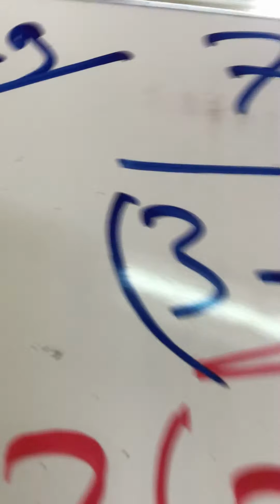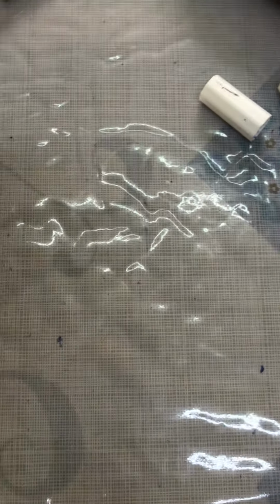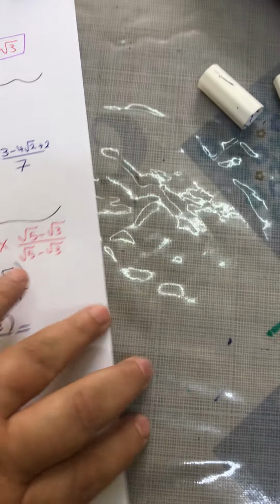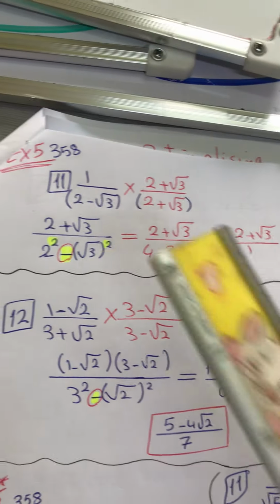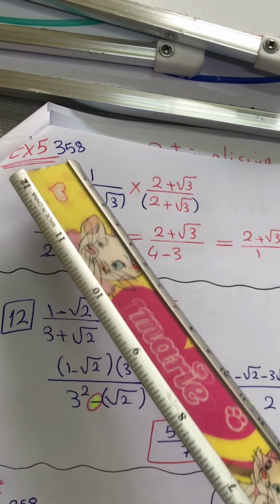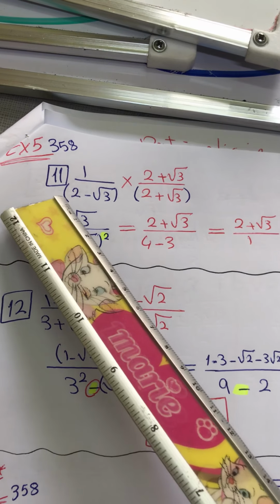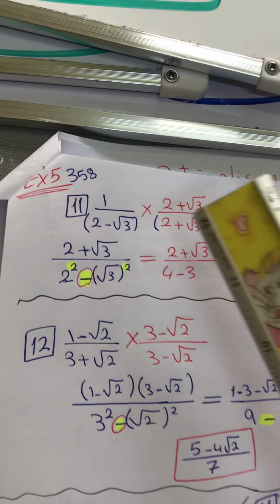Okay, what are the problems I want from you in this lesson? To rationalize a denominator containing an expression, I'll multiply by what I see in the denominator but with a different sign, like this. I am in exercise 5, page 358, number 11. Okay, you can check the problem with me in your book.